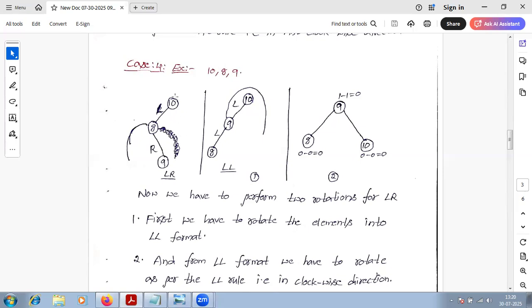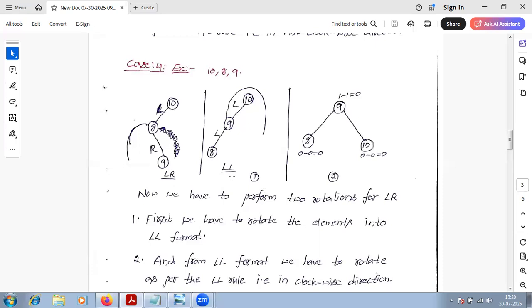Now check out the balance factor of this node first. What is the balance factor? Sorry, left subtree height is 2. And what is the right subtree height? 0. 2 minus 0, 2. Now it is not balanced. Now how did this problem occur? This is called one element placed to the left and one element placed to the right. This is called an LR problem. We are calling it an LR problem, or we can take it as an LR rotation.